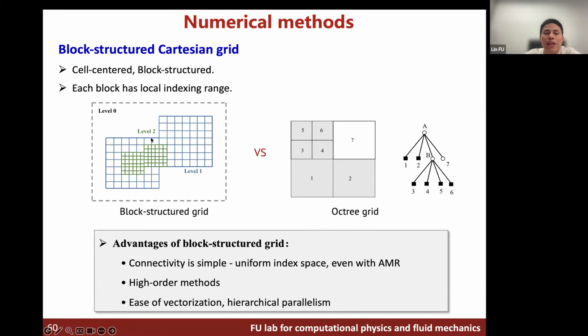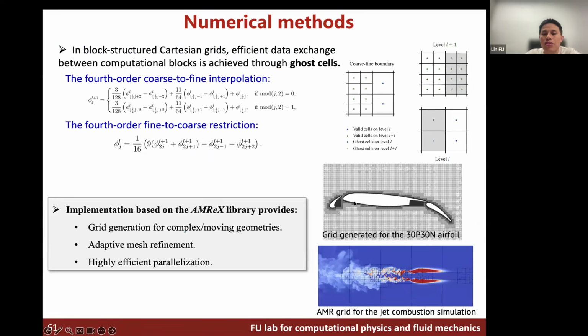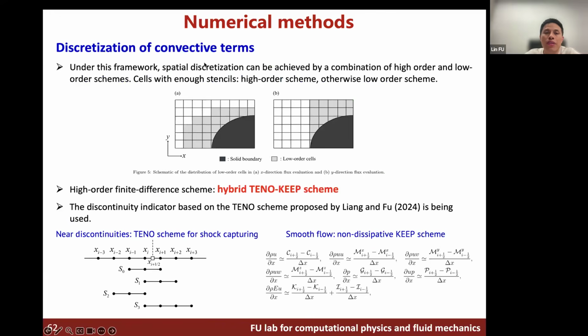In order to handle complex geometry, we utilize a block-structured Cartesian grid, and we further introduce the immersed boundary method. The immersed boundary method can easily handle arbitrarily complex geometry. In terms of numerical discretization, we utilize a hybrid TENO-KEP scheme. We introduce the KEP scheme, which is sixth order and a little bit cheaper than the TENO scheme.